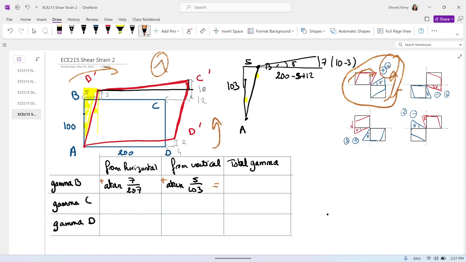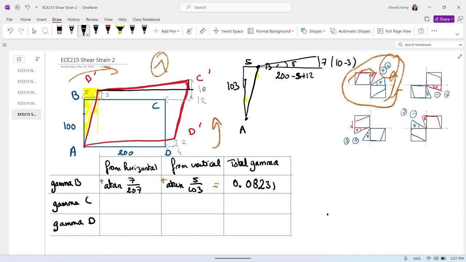Let me do that. I will make my little program very fast, and equal this one plus this one. So the first one, the value will be 0.0338. The second one, the value will be 0.04851. And it ended up being the total being 0.08231.